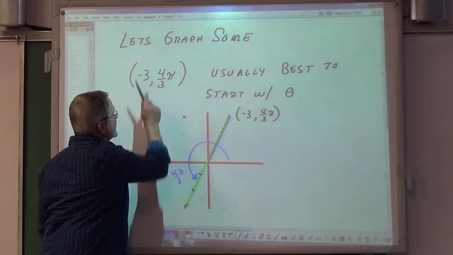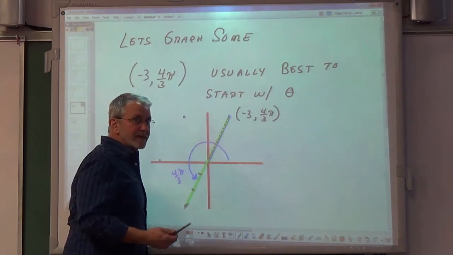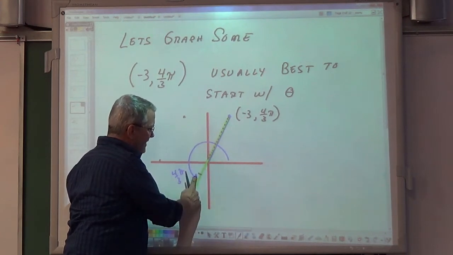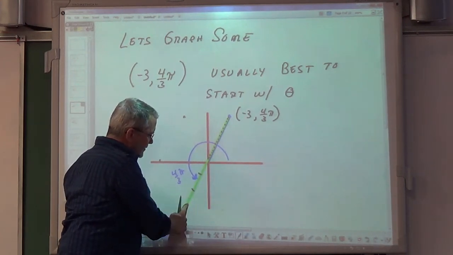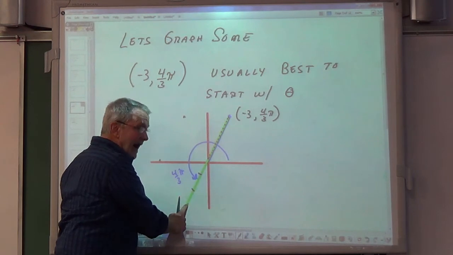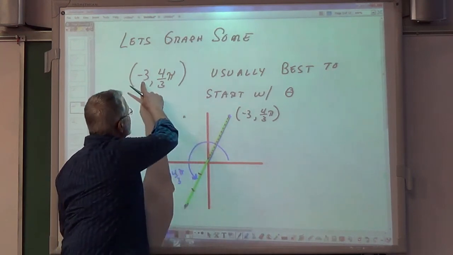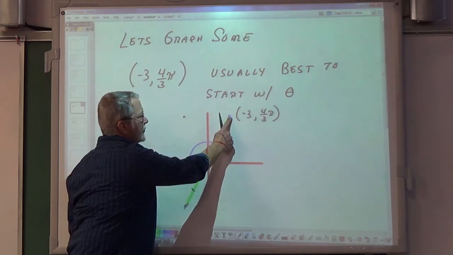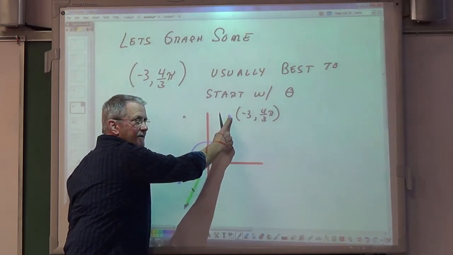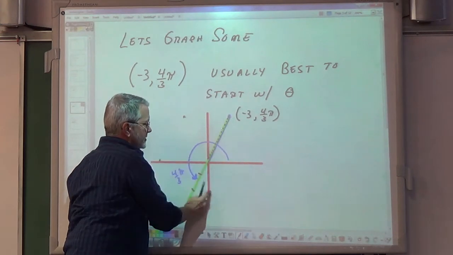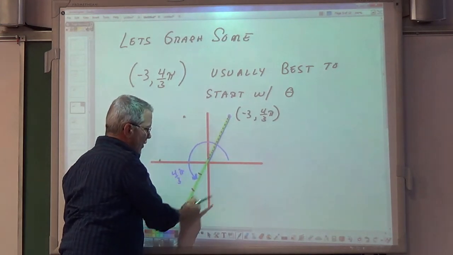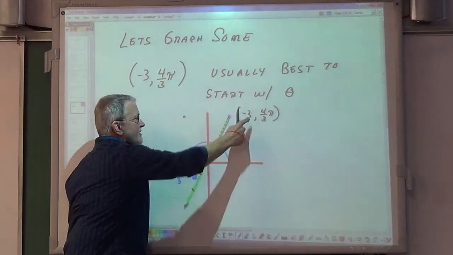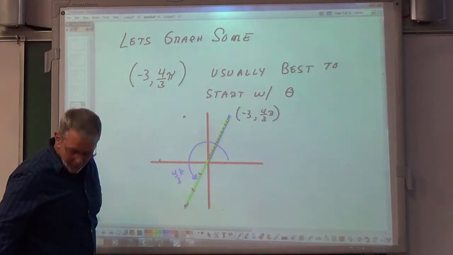And then what this negative r means is that I'm going to go a directed distance. If I'm at 4/3 pi, as I am, that's theta. I'm not going out this way, because that would be a positive directed distance. What I'm going to do is go negative r, so I'm going to go the opposite direction, negative 3 units. Instead of going positive 3 out, I go the opposite direction, and that gives me the point (-3, 4/3 pi).